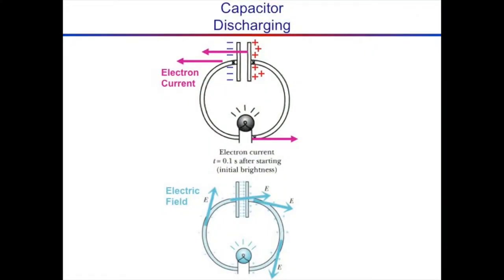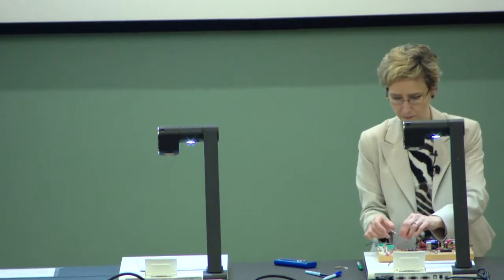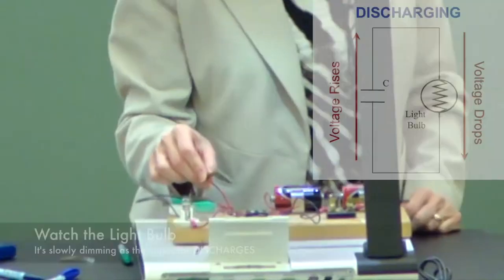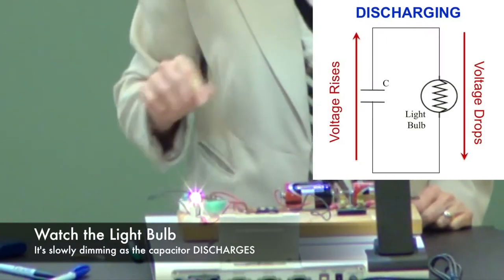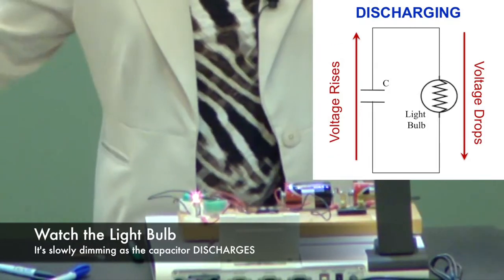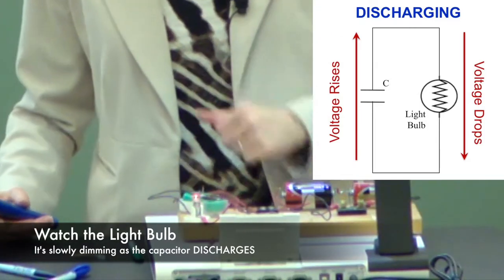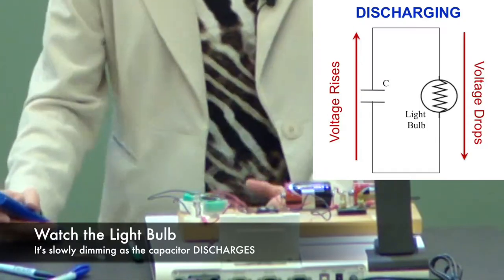Okay, now discharging. All right, we've got our capacitor charged. I'm going to discharge the capacitor now. What you'll be able to see is that the bulb will get bright at first, and then it's going to slowly wink out.